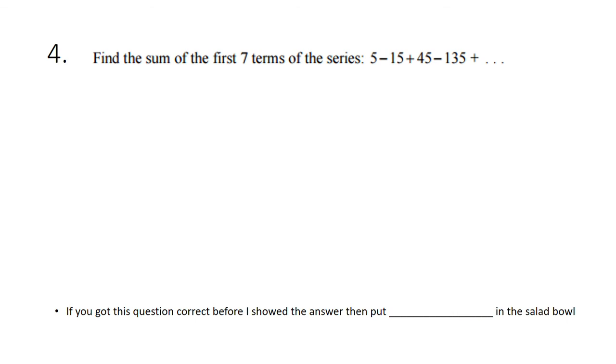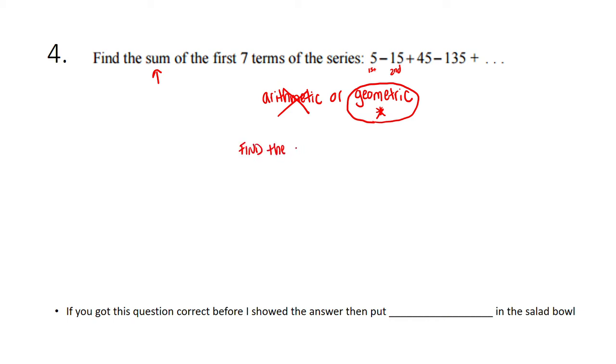Next question. Number 4, we need to find the sum, that's key, so we have to use one of our sum equations of the 7 terms of the series. So we have to answer, is this arithmetic or geometric? Well, if you notice, we're not adding to get from our first term to our second term. We are multiplying. So when you multiply to get to your next term, you have geometric. And the first rule for geometric is to find the ratio, and that is the second term divided by the first term. Our second term divided by the first term is -3.